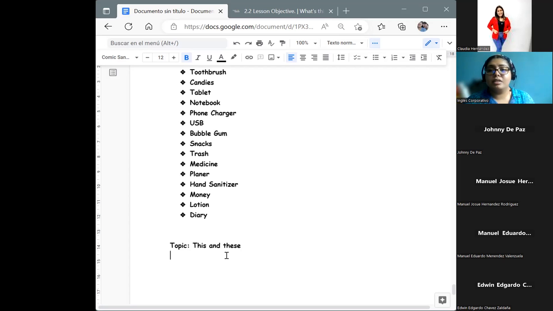Vamos a ver de qué trata este tema. Es como un tema gramatical. Vamos a hablar un poco de gramática y el uso que se le da a estas dos palabras, el this y el this. En este caso, vamos a utilizar singulars and plurals. Vamos a hablar siempre de lo que es el plural y el singular para el uso de estas dos palabras.